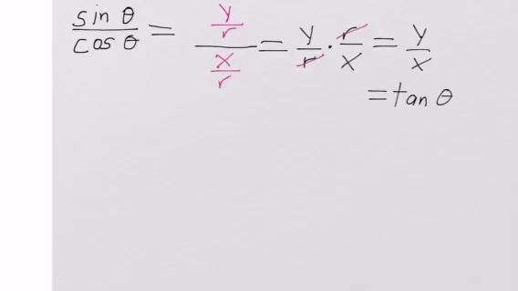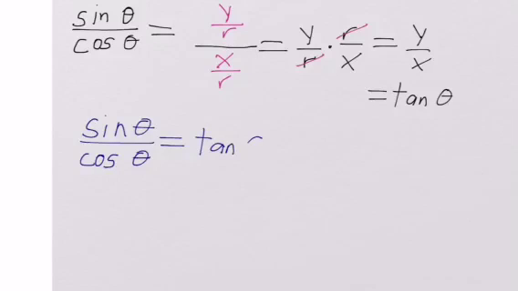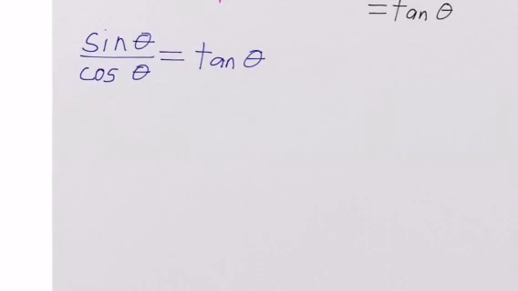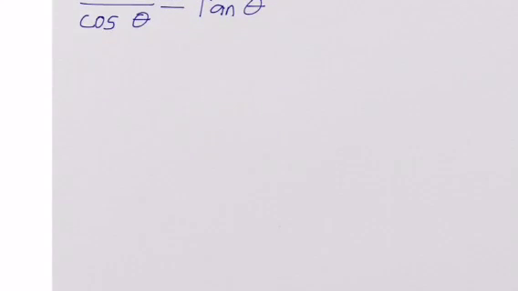So, the key identity here is sine theta over cosine theta is equal to the tangent of theta. So now, we could look at the fact that the reciprocal of sine of theta over cosine of theta is cosine of theta over sine of theta. But I can also look at cosine of theta over sine of theta directly.